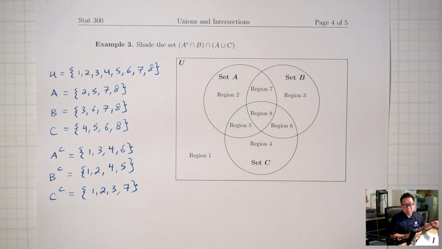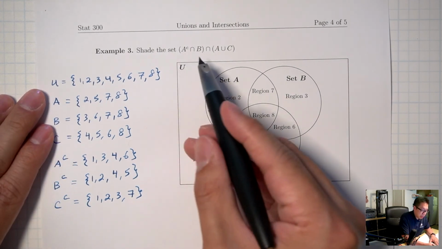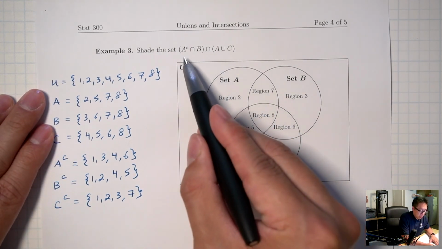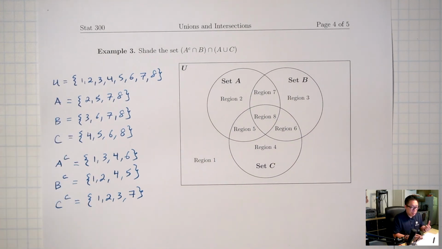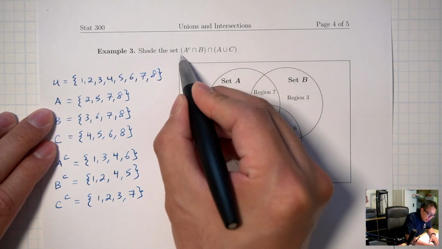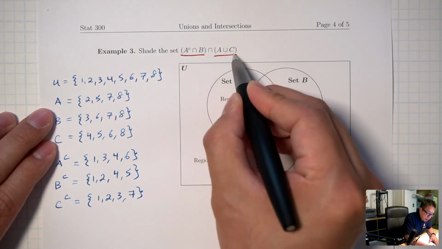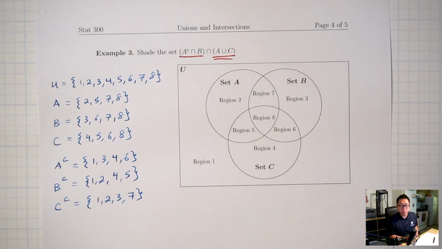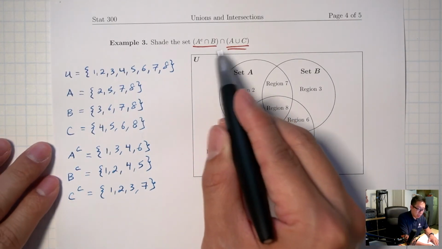All right, so now we can actually look at the problem. The problem says, shade this set intersect this thing. So this is really just a set on the left and a set on the right. The set on the left is this thing in parentheses, A complement intersect B. The set on the right is A union C. So now what I'm going to do is build the set on the left and then build the set on the right.